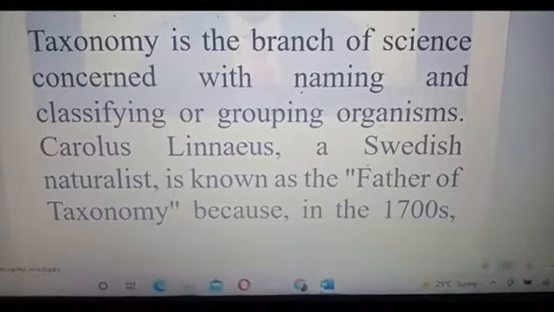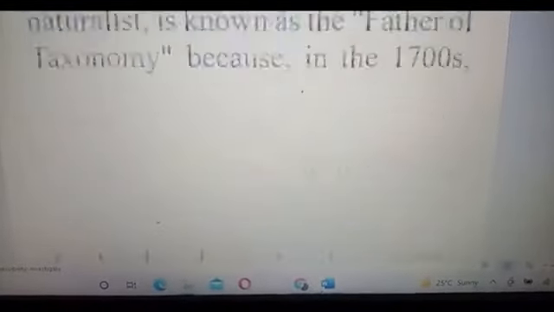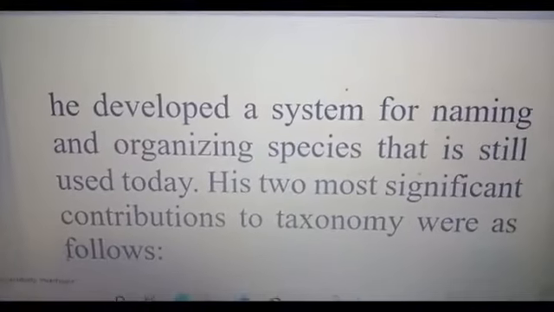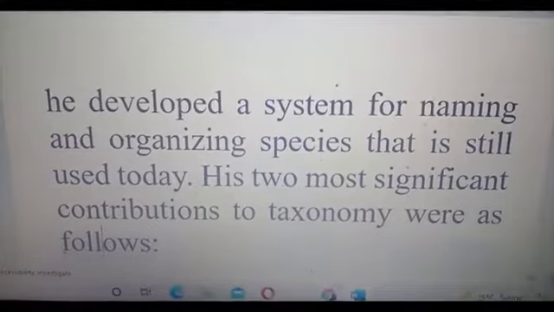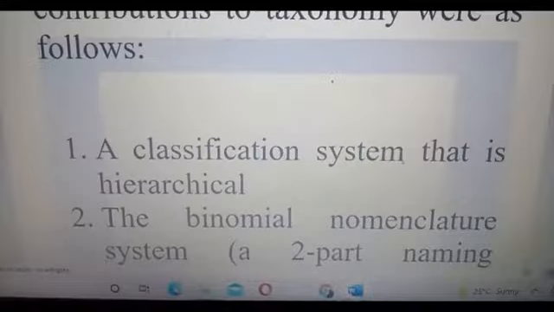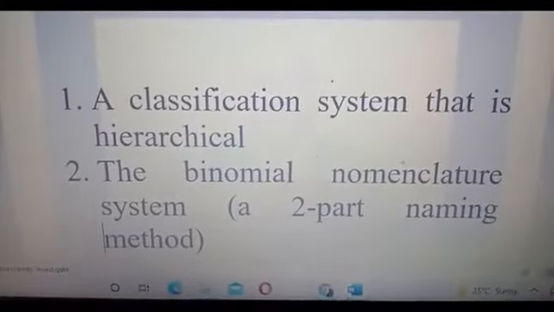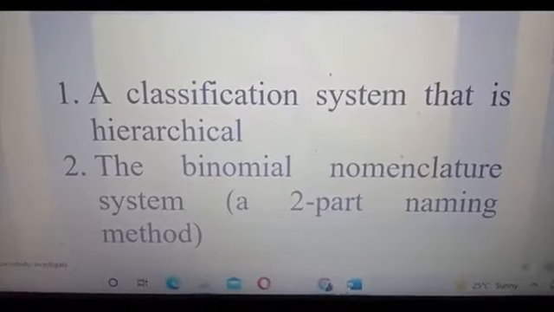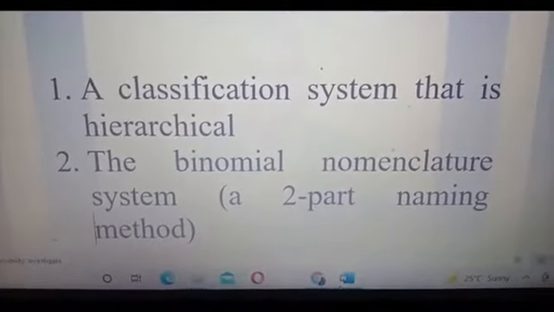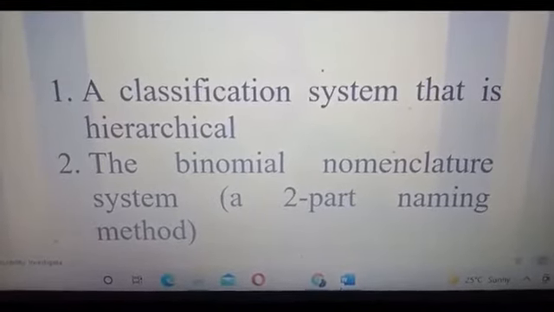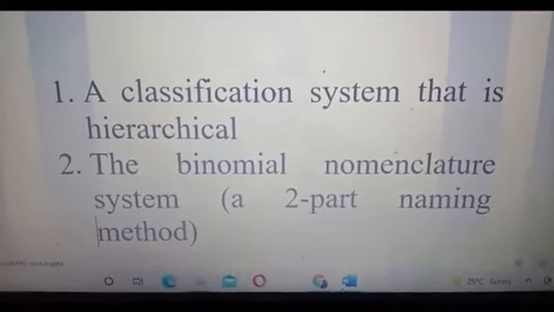Why is that so? Because in the 1700s, he developed a system for naming and organizing species that is still used today. His two most significant contributions to taxonomy were as follows. Number 1, classification system that is hierarchical, in hierarchy. So we have the kingdom, we have the phylum, we have the class, we have the order, we have the family, we have the genus, we have the species. Then number 2 is binomial nomenclature system, a two-part naming method.